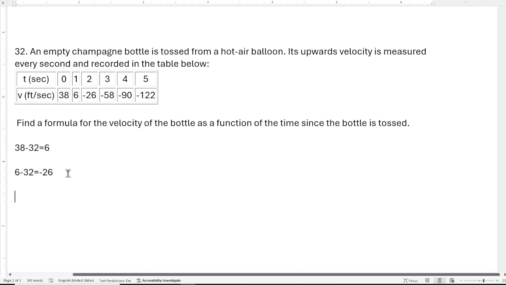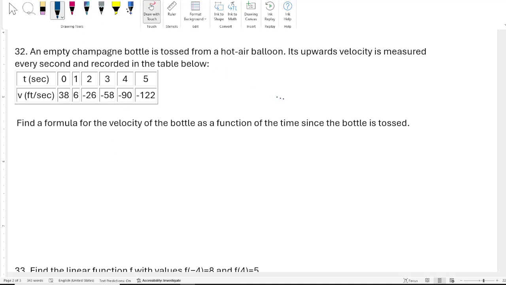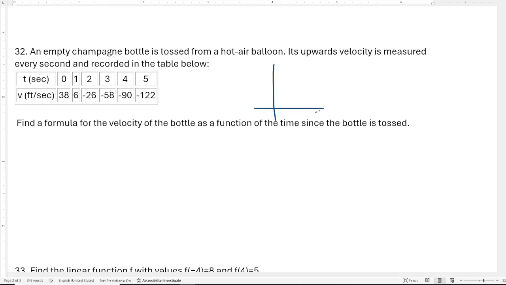Another way to think about it is that you might want to draw this thing and see what happens if time is here, and then this is the velocity. At time t equals 0, you have 38, and then time t equals 1 is 6, and then you have negative 26, and then negative 58. And because this is dropping at a constant rate, the graph of the velocity will become a straight line.